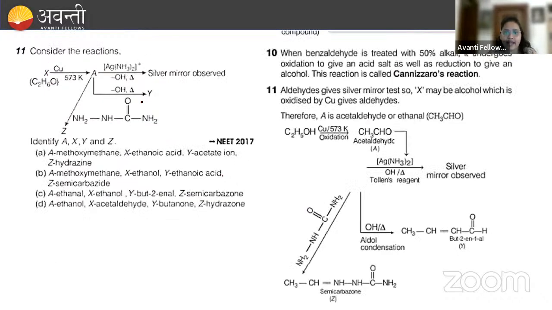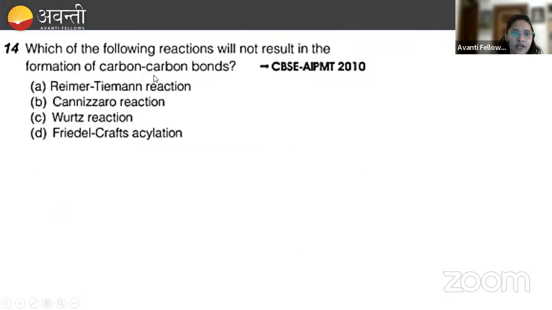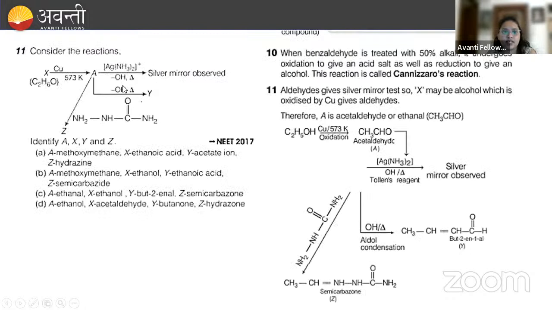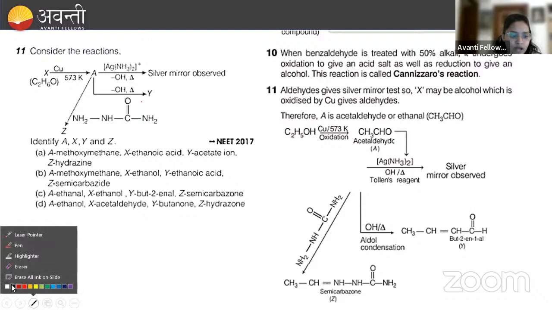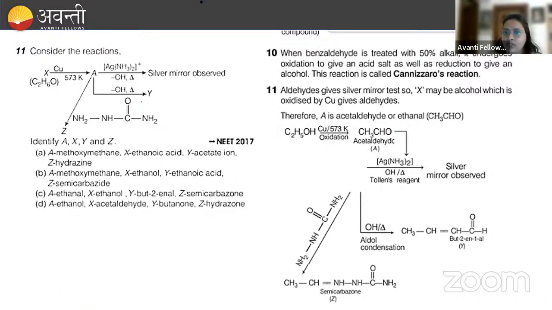Next, consider the reaction here. Okay, next problem में क्या दिया हुआ है हमको? Consider the reaction here. X with Cu giving A, it is giving us silver mirror is observed. It is giving Z, so number of reactions are present. We need to identify here A, X, Y, and Z. So I have directly shown you the solution here. So let's talk about this solution.